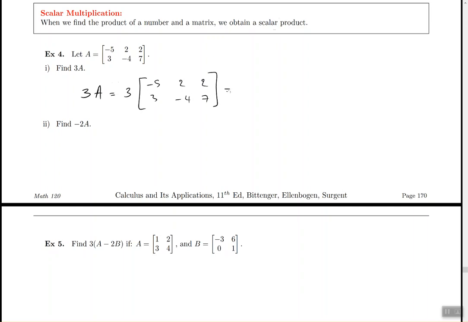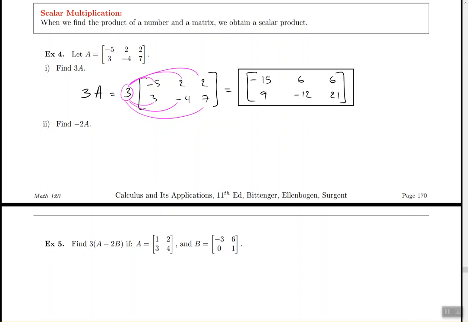To multiply a scalar by a matrix, you grab the scalar and multiply it with each of the numbers inside of the matrix. So everything gets tripled. We end up with -15, then 6, then 6 again, then 9, and finally -12 and 21. And that's it. That's how you multiply a matrix by a scalar.